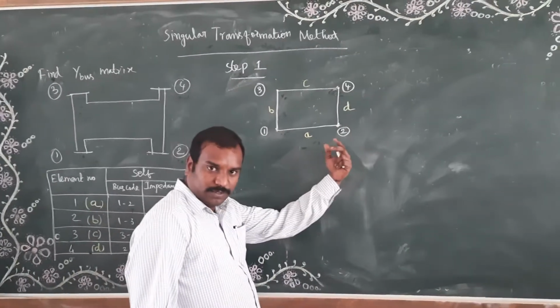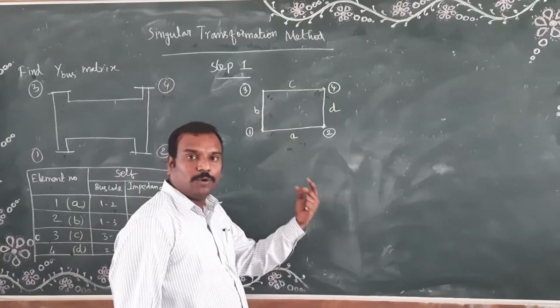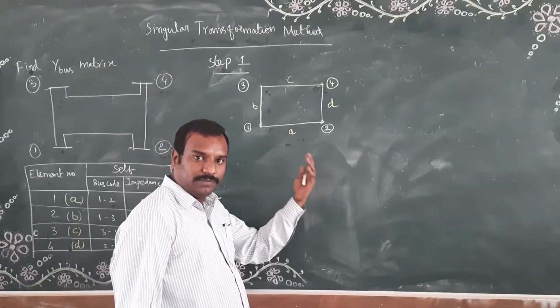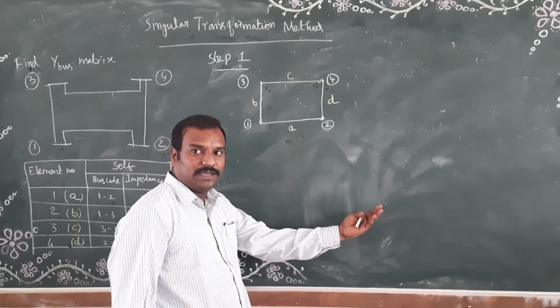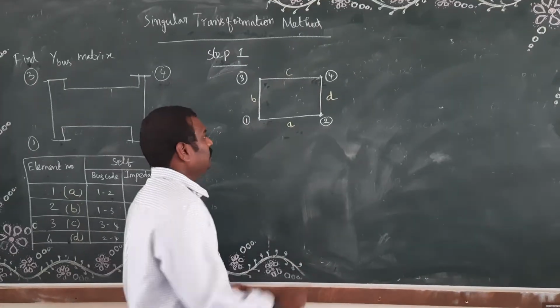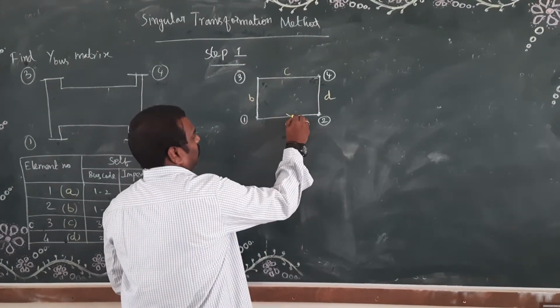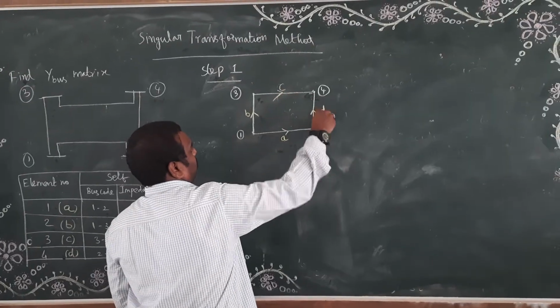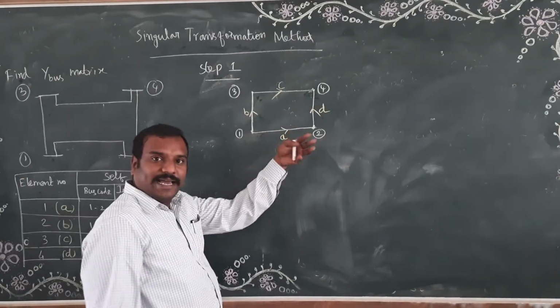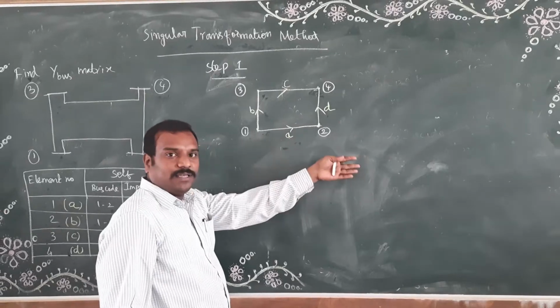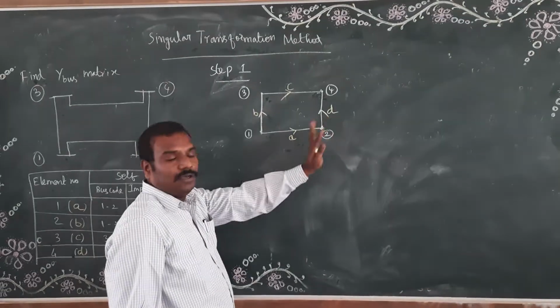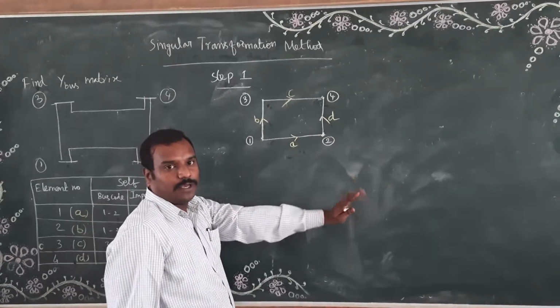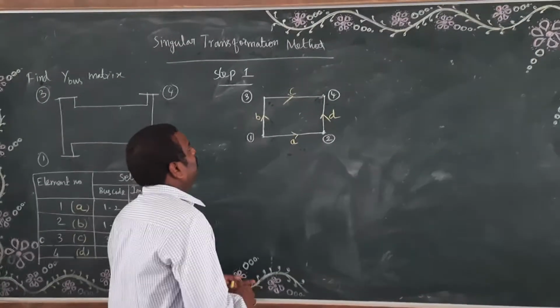We have to change this graph into an oriented graph. How is the graph converted into an oriented graph? By marking the direction. I am marking the direction like this: this one, this one, this one and this one. You can change the direction also. Whatever the direction of the flow, the final answer will be the same. So now we have completed step 1.